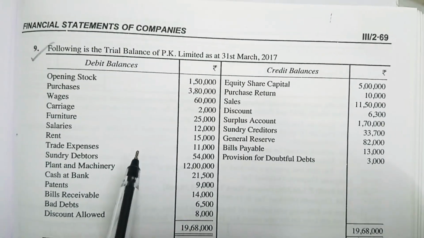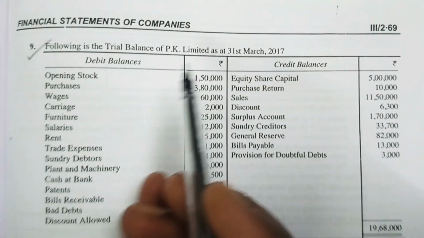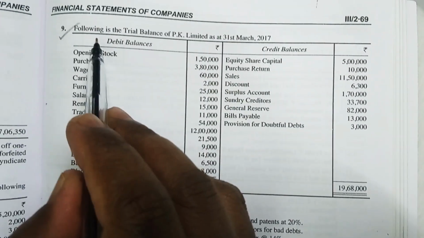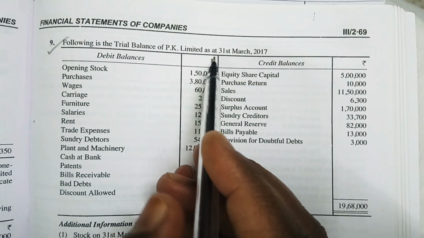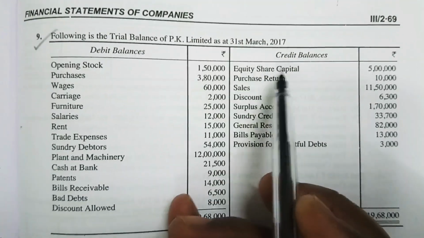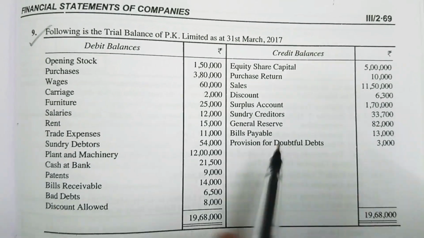Today we are going to solve question number 9, page number 2.69. Here he gave you the following: the trial balance of PK Limited as on 31st March 2017. He gave you the debit balances and the credit balances. So this is the balance. We'll go for the additional information.